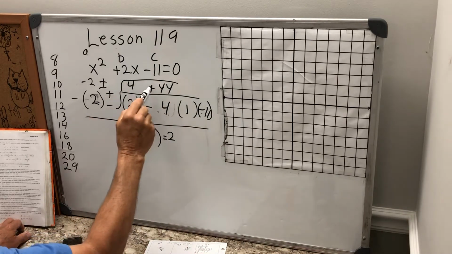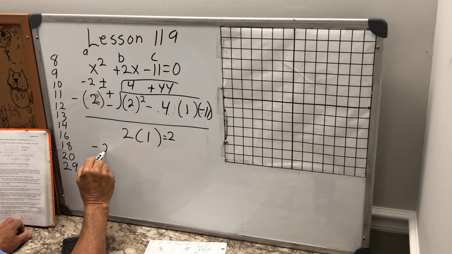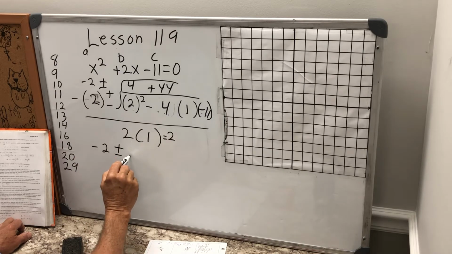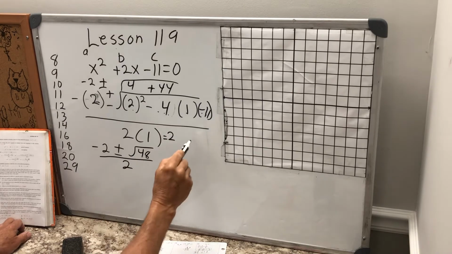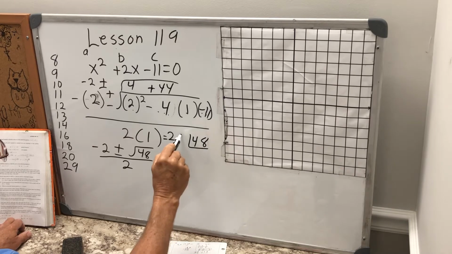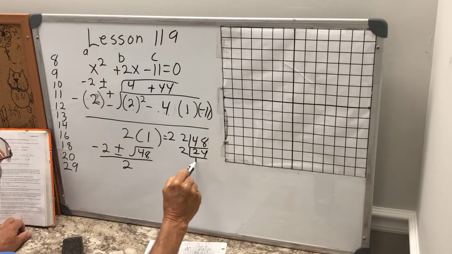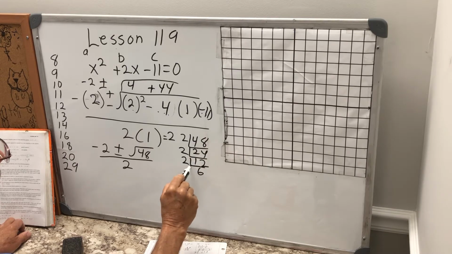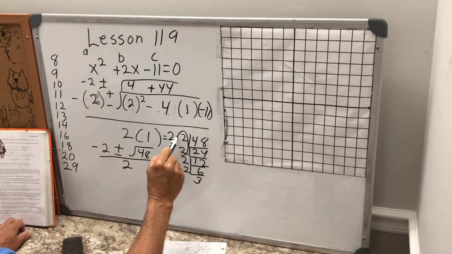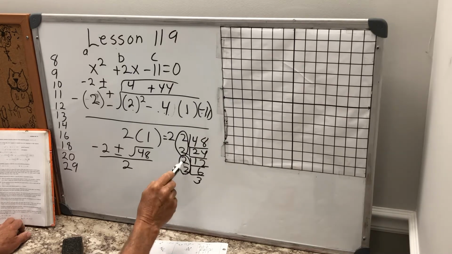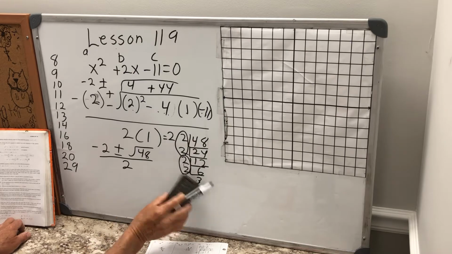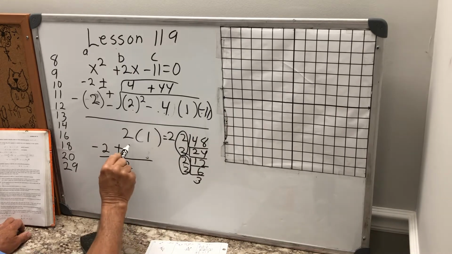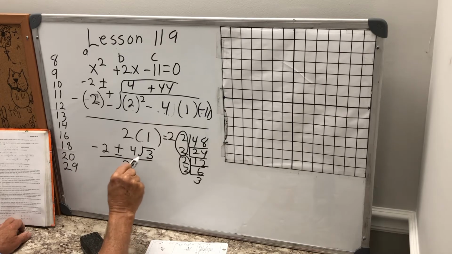4 plus 44 gives the square root of 48. Negative 2 plus or minus square root of 48 over 2. Can 48 be reduced? I think so. It can be simplified. 2 into 24, 2 into 12, 2 into 6, 2 into 3. We have 2 pairs here. 2 times 2 is 4 times the square root of 3. That makes sense? Erase this. 2 times 2 is 4 square root of 3.